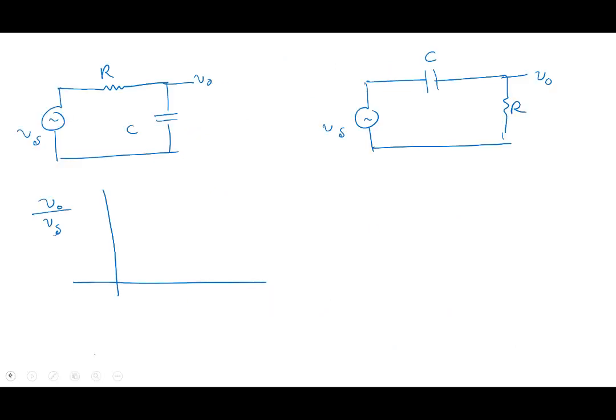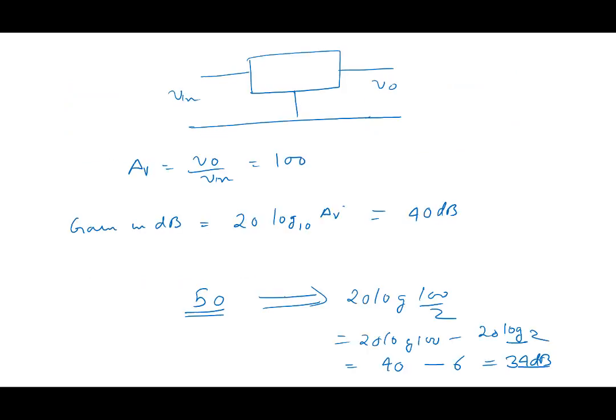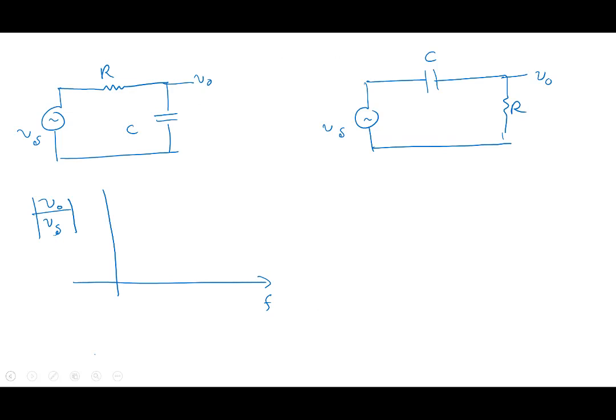So here, in this case, what we are plotting is V0 by Vs, and we are plotting it in dBs. We are plotting it on a log scale, and we are plotting frequency here. So we know that this RC circuit will give us a behavior like this. What would be the gain in dB here? If I'm plotting gain in dB, what will it be?